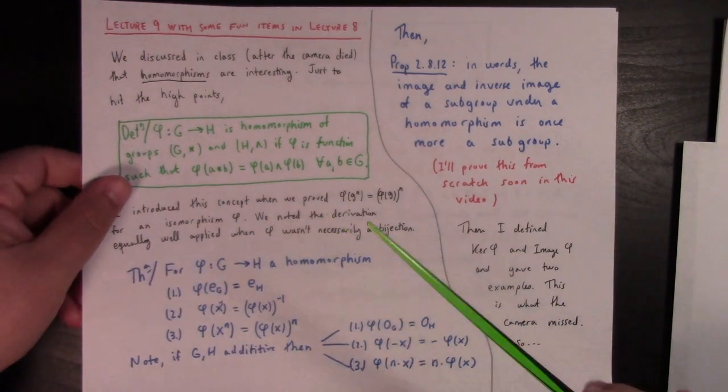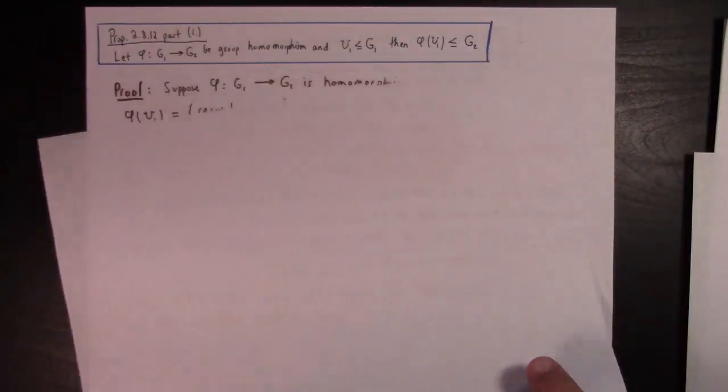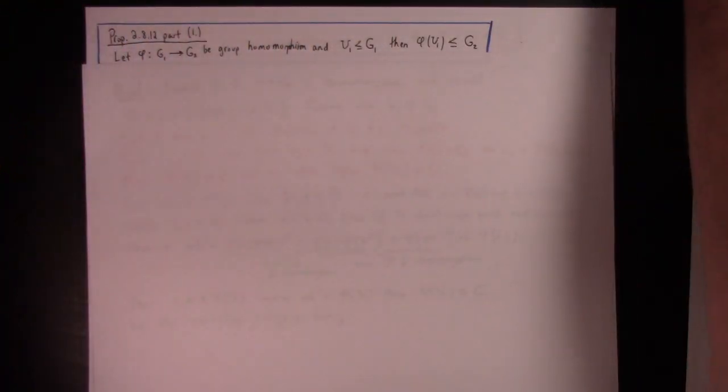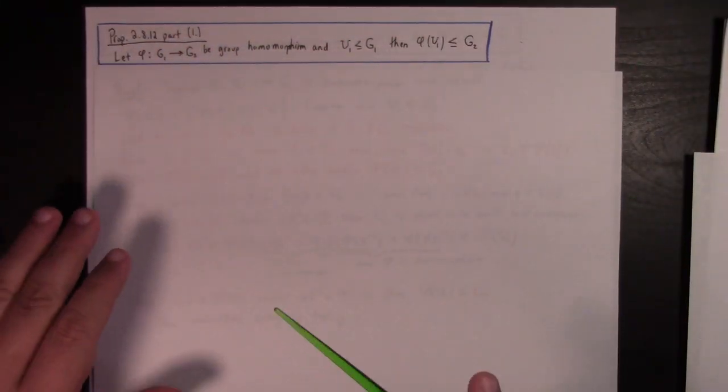All right, let's get to it then. So the first part of proposition 2.8.12 is, come on, you can do it. Stop that. Stupid. There we go. Sorry, got that out of my system.